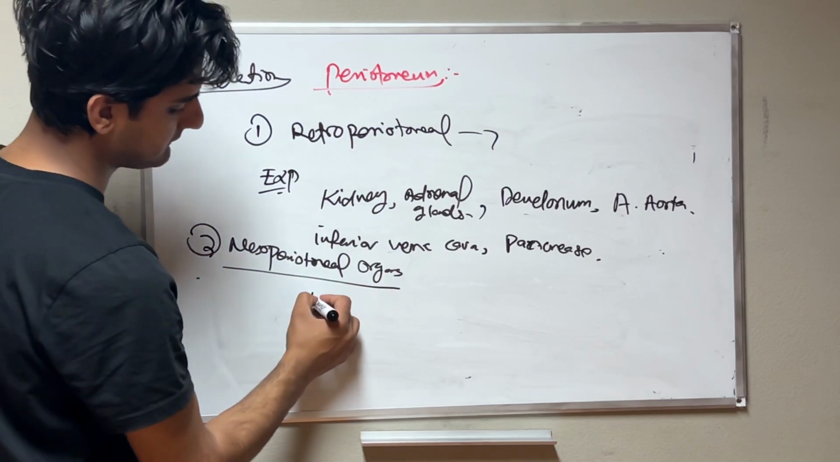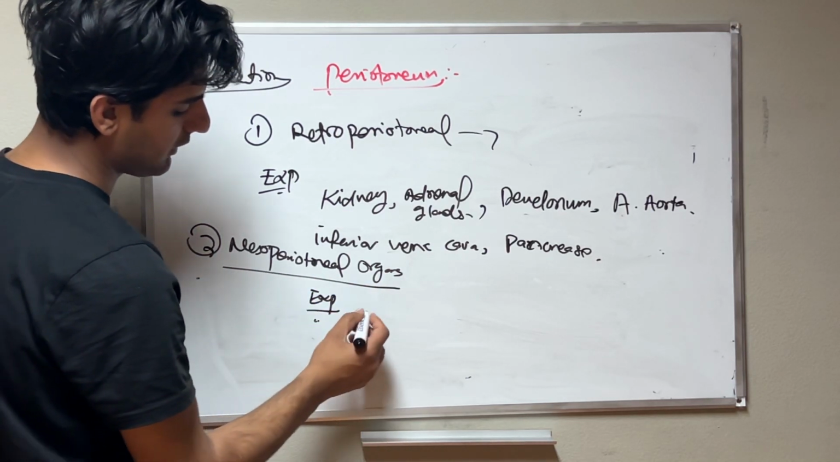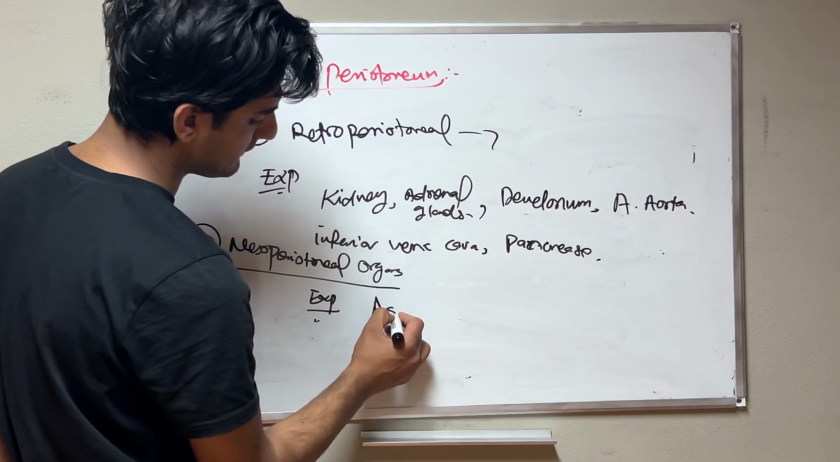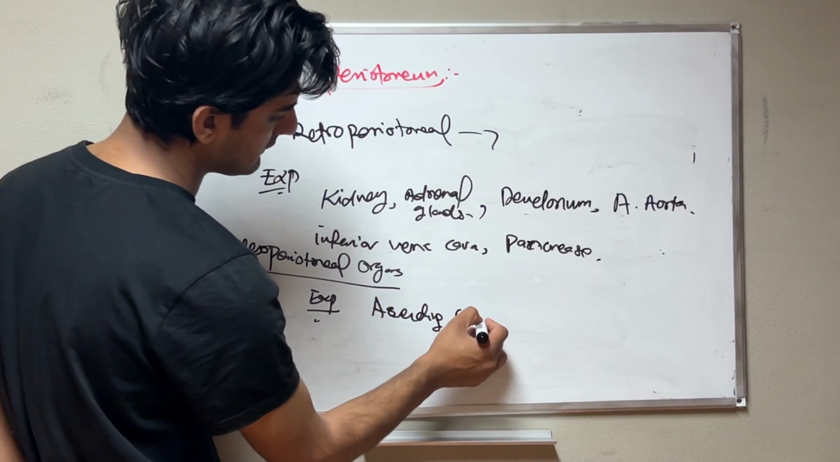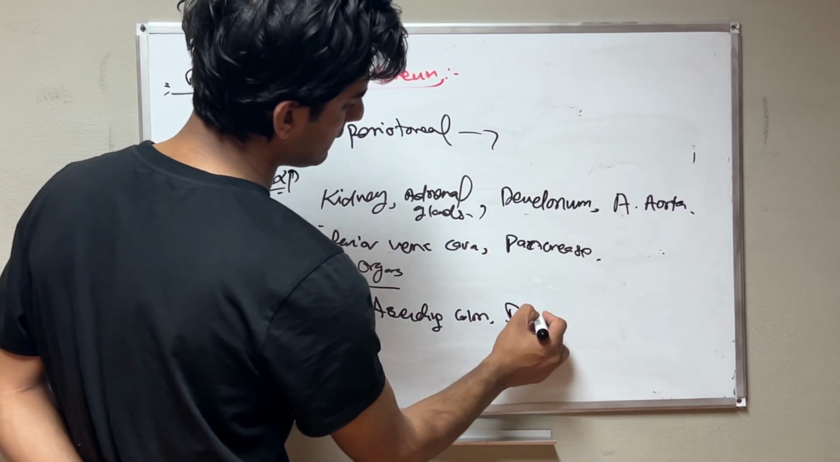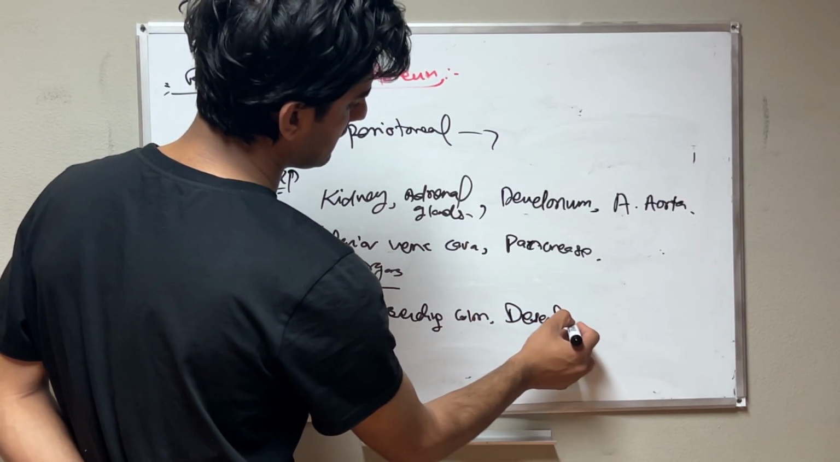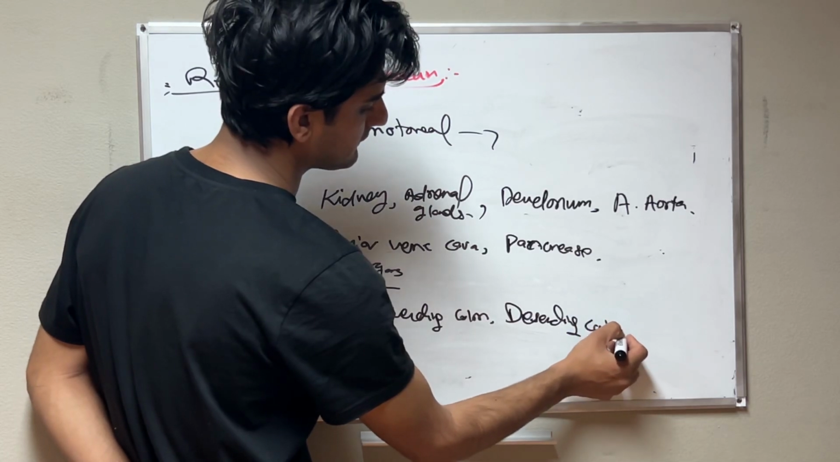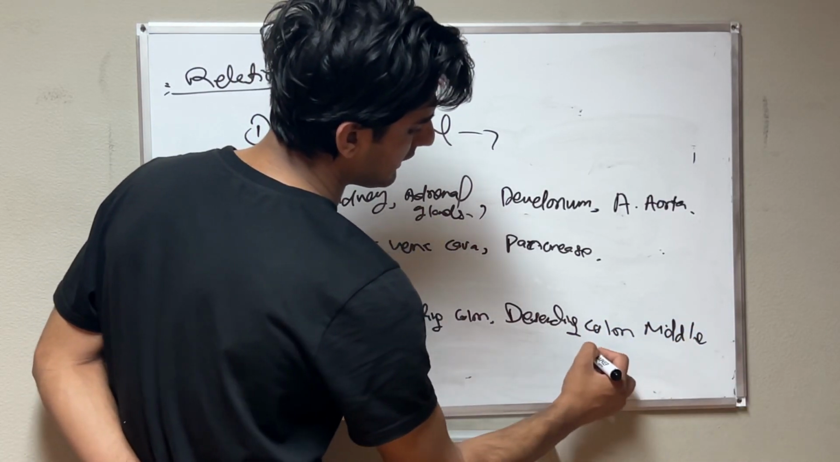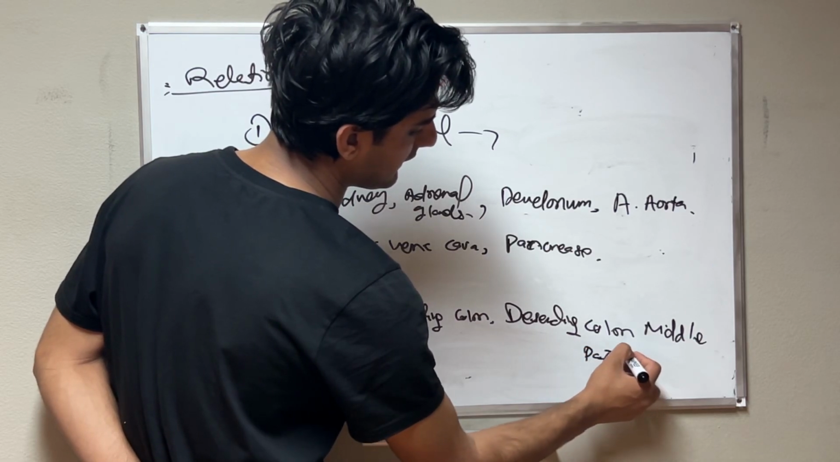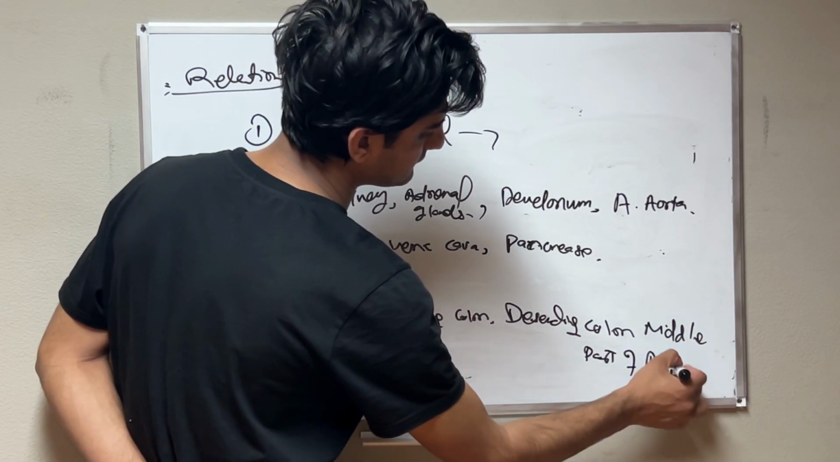For example, we have the ascending colon, descending colon, and the middle part of the rectum.